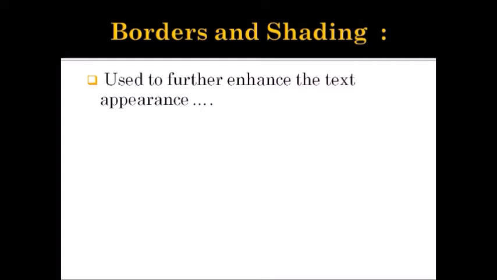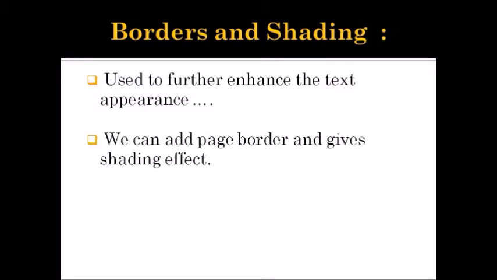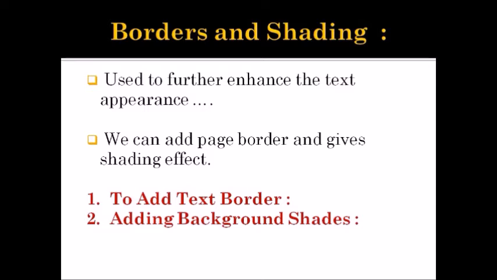Next is border and shading. To further enhance the text appearance, we can also add a text, paragraph or page border as needed. The background color gives shading effects, which further adds to the enhancement. First is adding the text border, next is adding the background shades, and the third is applying the page border. The border and shading feature is used to enhance the text appearance in the document.